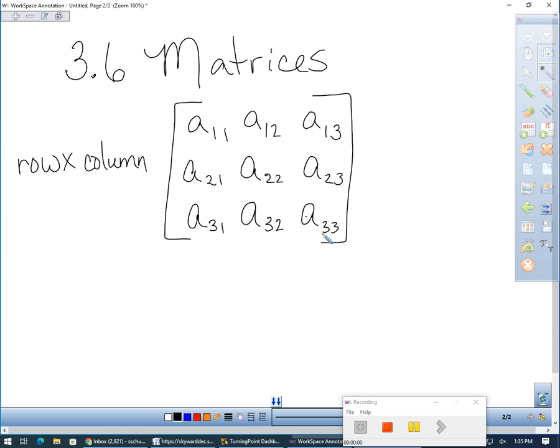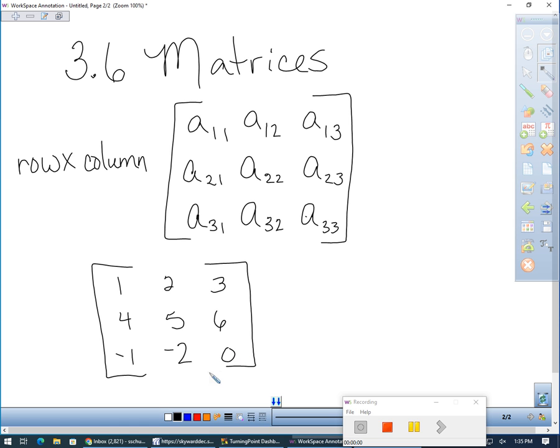How we're going to use it is if I tell you, leaving that there, let's say I have a matrix. I'm actually going to put real numbers in this one. Let's say I have 1, 2, 3, 4, 5, 6, -1, -2, and 0. If I want to know what A12 is, I'm looking in my matrix for row 1, column 2. What number is A12? 2. Right? Row 1, column 2.